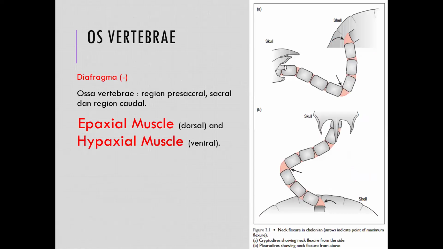Okay, we move to their vertebrae. They don't have a diaphragm, but they have a postpulmonary septum that divides the thorax and their abdomen. Their vertebrae consist of the presacral or cervical region, the sacral or thoracolumbar region, and the caudal region, especially in their tail. And they have epaxial and hypaxial muscles that attach to their head and their limbs.